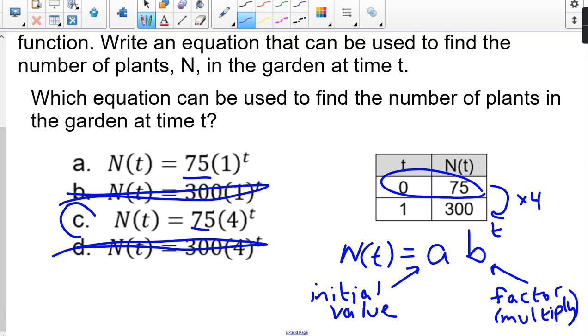So choice C is correct because it shows the initial value, starting amount of 75, and the factor, the number we multiply by, is 4.